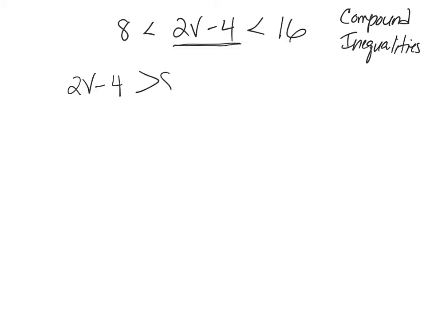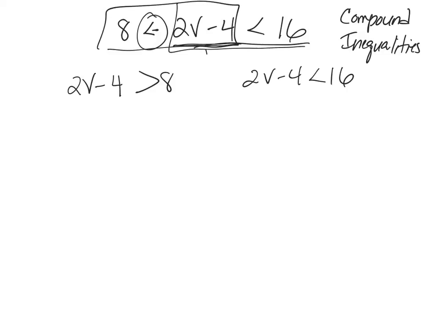But you need to make sure you write it right, because that big mouth of the greater than is facing the 2v minus 4, so you need to flip it when you flip that. And then you have 2v minus 4 is less than 16. The second part, the v's on the left. So you're drawing this here and then this here. Everybody understand what I did?